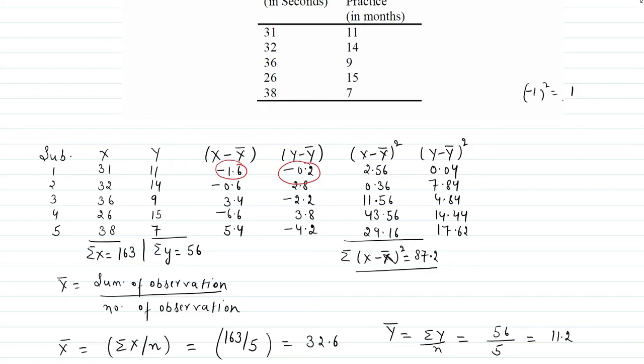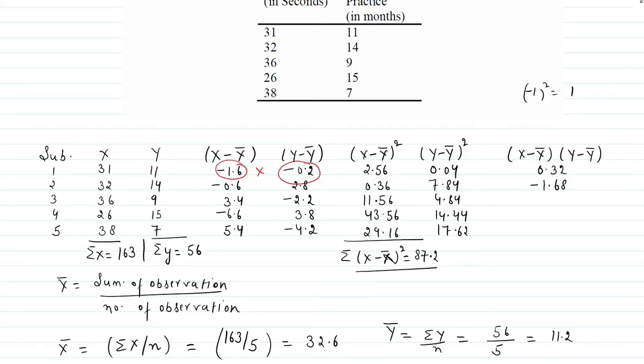Okay, now the last step is we have to find the product of x minus x bar multiplied by y minus y bar. So let's do it. 1.6 multiplied by 0.2 is 0.32. Next, 0.6 multiplied by 2.8 comes out to be minus 1.68. See here I have taken the minus sign because minus multiplied by plus comes out to be minus. So be careful with the signs.